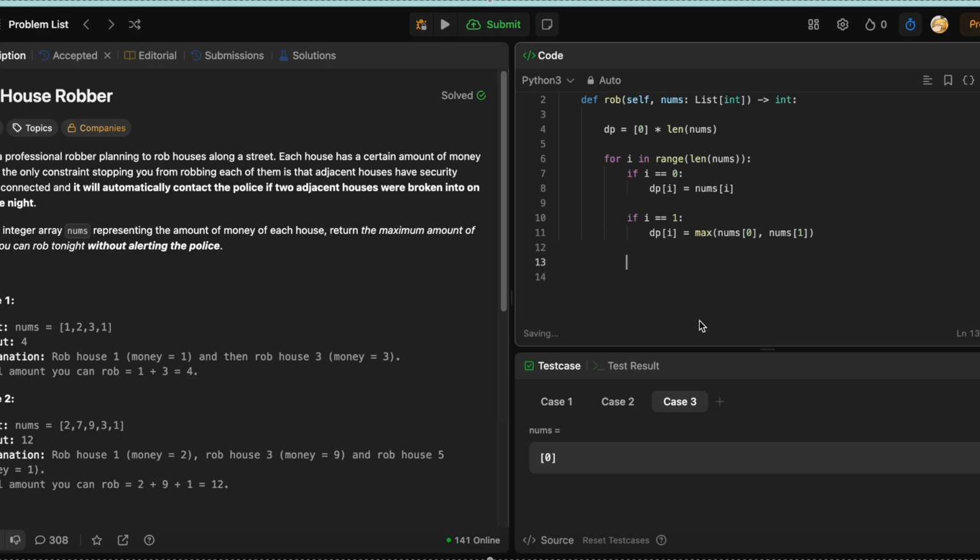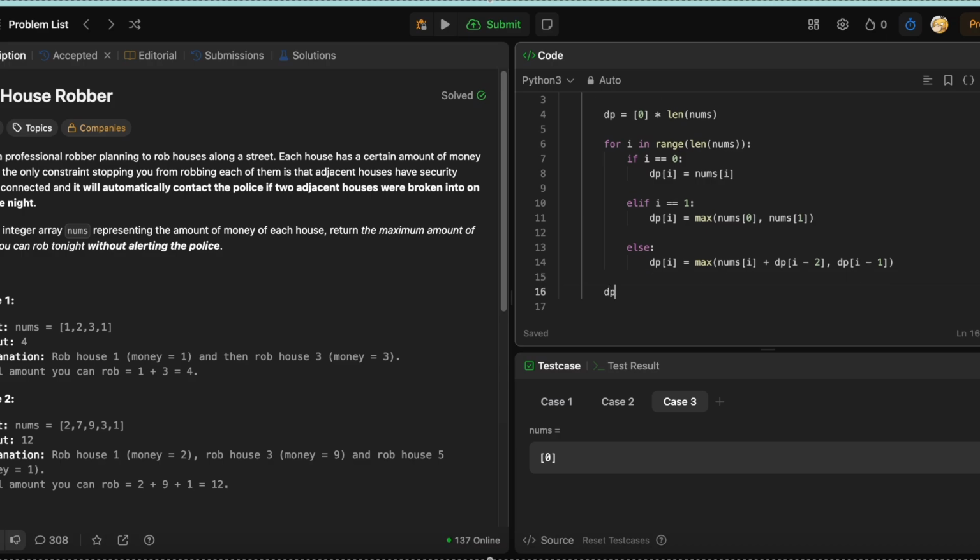So otherwise, if it's not 0 or 1, then we're dealing with the general case. And the maximum amount of money that we can steal at the current house, the ith house, is going to be the max of the current house plus DP of i minus 2. That is the skipping 1 house rule, right? With the max amount of money that we can steal from the previous house, DP of i minus 1. And that's the entire algorithm. Once we're done with this whole for loop, we simply return DP of length of nums minus 1.